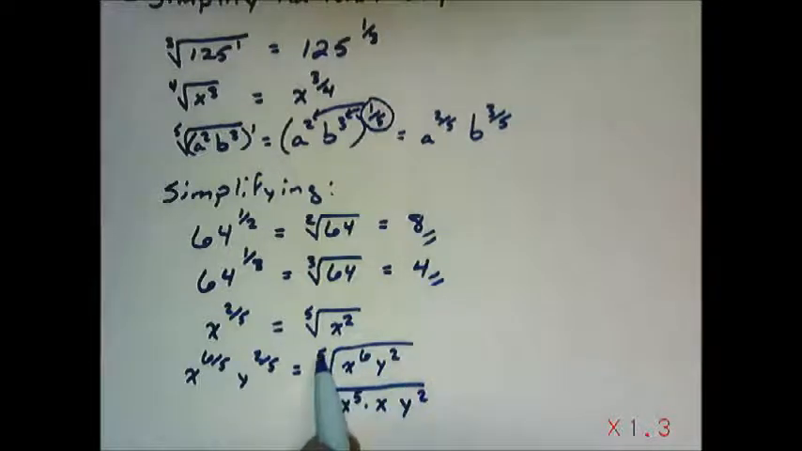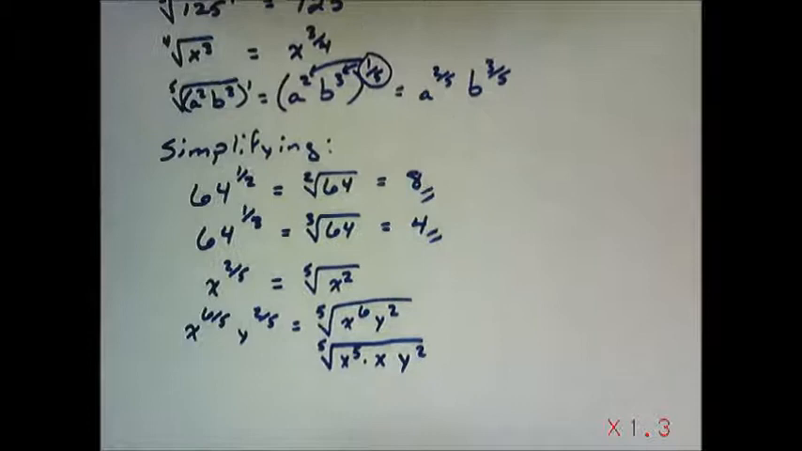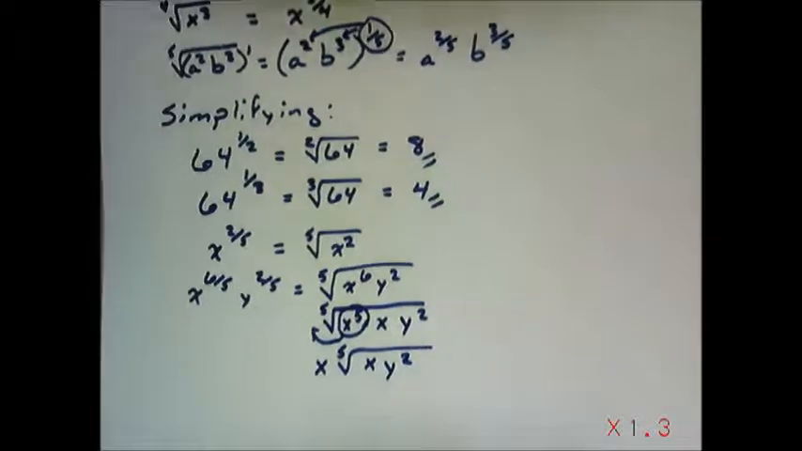Since 2 is smaller than the 5, just like my previous example, I'm not going to be able to simplify that. Finally, I can take my x to the fifth out, and I end up with x times the fifth root of x y squared. Remember, I don't need my absolute values since I started with an odd index.